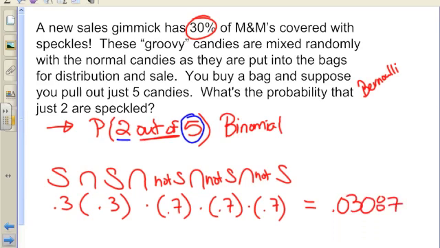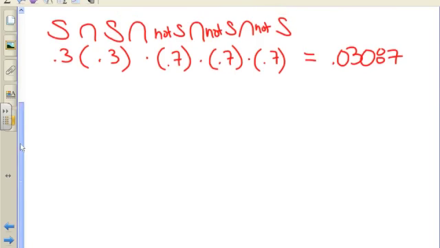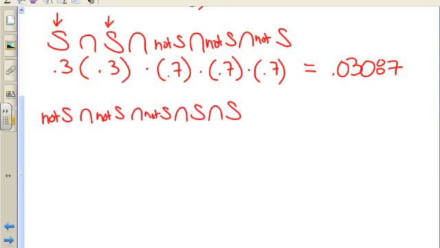Now that's a great start, but that's not actually the answer to this question. And I want to point out why. You're not going to like this, but I'm going to do it. What we really wrote down is that the first and second M&Ms you pick are speckled. But I didn't say it had to be the first and second that are speckled. It could be any 2. So we could have done it this way: not speckled, and not speckled, and not speckled. And it could have been the last 2 that were speckled.